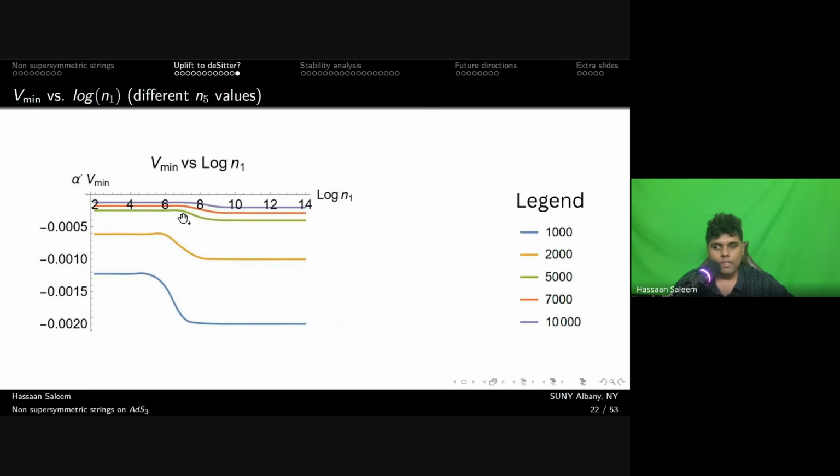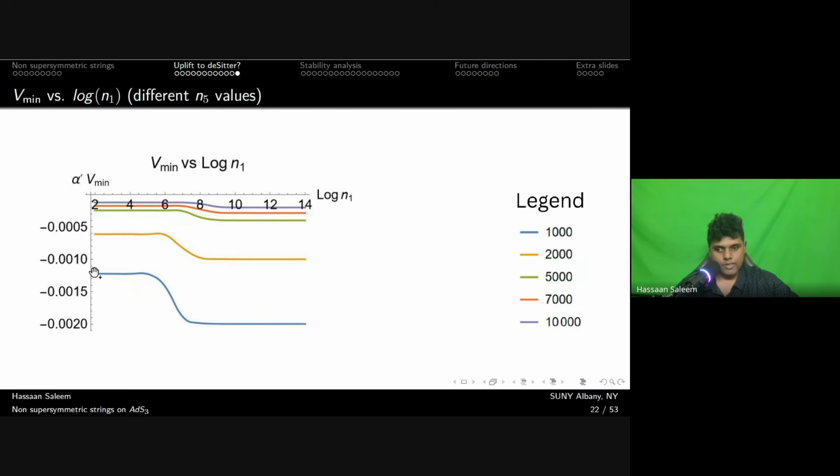Okay. Now this is one of the most important graphs. If you plot V minimum, you can see that as N5 goes to big values, for example, the purple graph is for N5 equal to 1000, and when N1 goes to small values, this V minimum tries to be as positive as it can, but it can never become positive. It still stays negative, which means that the uplift never actually happens. It's always an AdS space-time, probably with a small cosmological constant, but a small negative cosmological constant. It never becomes a positive cosmological constant. Okay, so the first question has been answered, that the de Sitter uplift is still not happening.